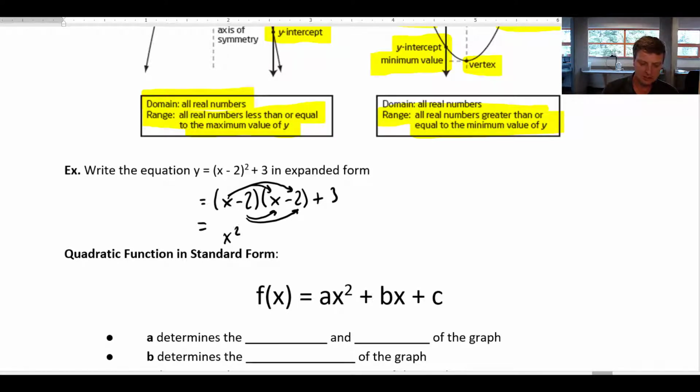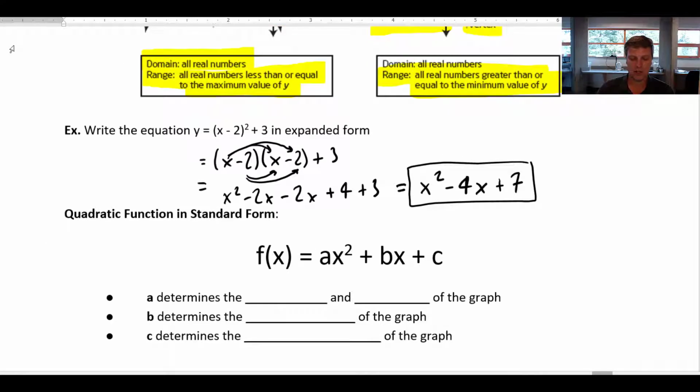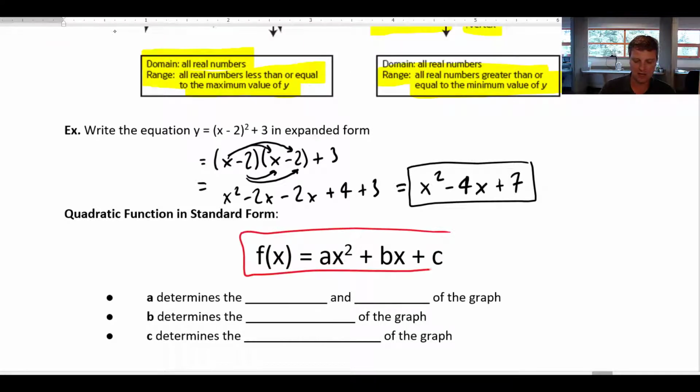So I get x squared minus 2x minus another 2x and then plus 4, and then don't forget I've got my plus 3 on the end here. If I collect like terms, this can turn into x squared minus 4x, and then 4 plus 3 is plus 7. And what I've done is I have now moved this into standard form. A standard form quadratic function is one that has the general form that you see right here. So this is my general standard form, and we say it's f of x equals ax squared plus bx plus c.